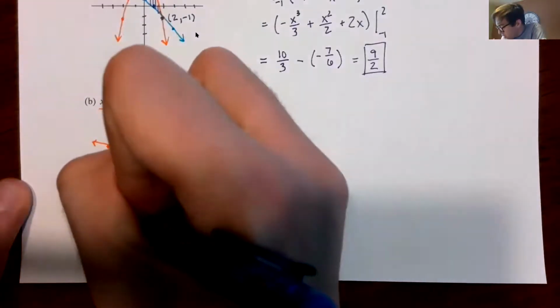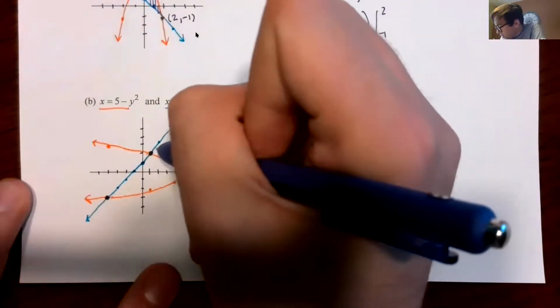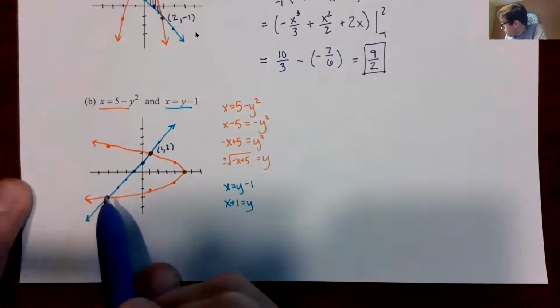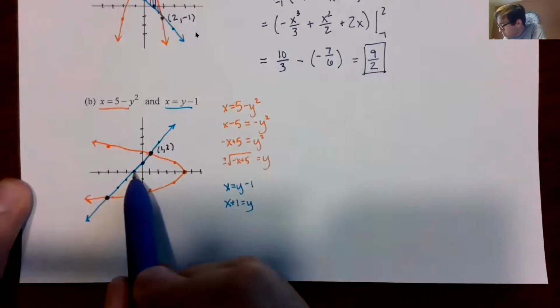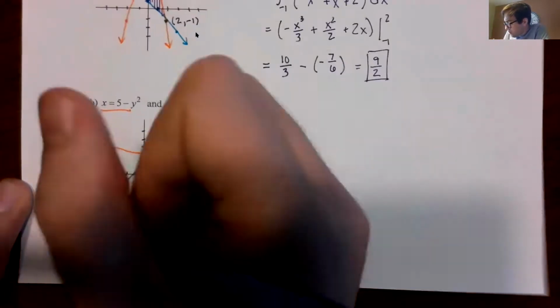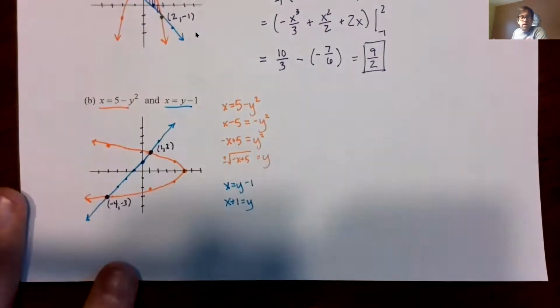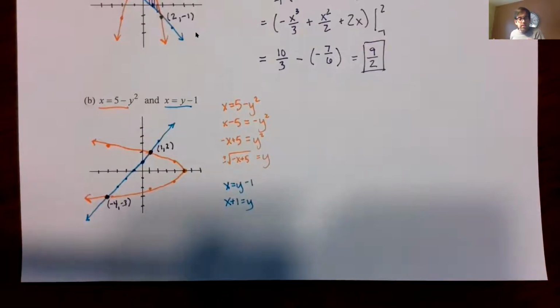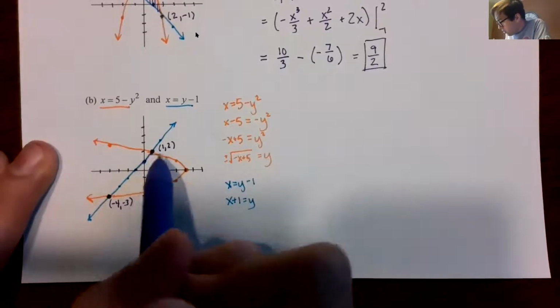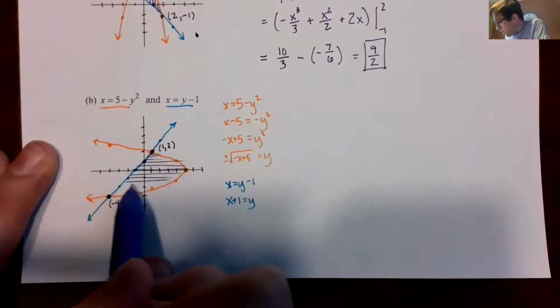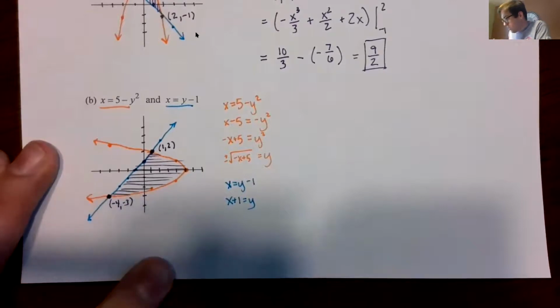So we need to know our endpoints. This one is 1 comma 2. And over here we have 1, 2, 3, negative 4, negative 3. And let's see, we're going to be slicing in the horizontal direction this time. So I'm going to shade with horizontal slices.